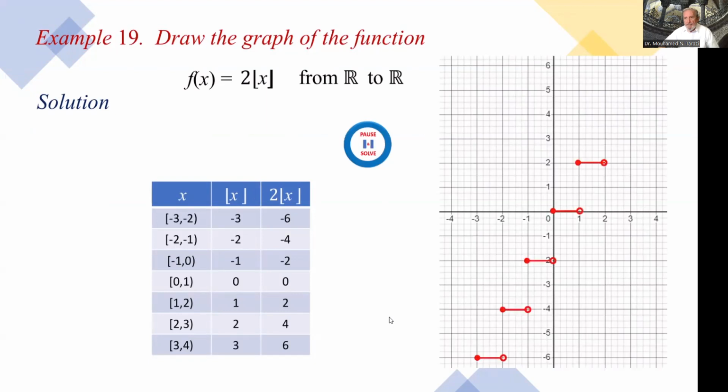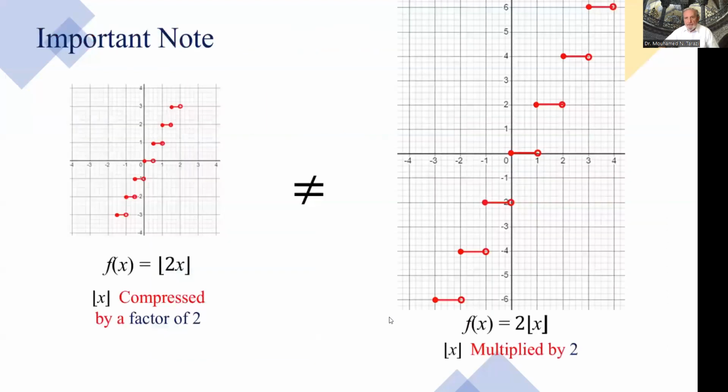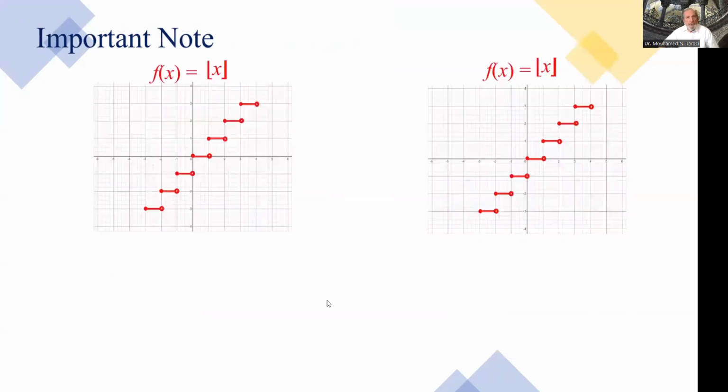Okay, that is twice the floor function of x. Now f(x) equals floor function of 2x. There is a compression by a factor of 2. See, in this one here, you are multiplying your function by 2. They are not the same. Exactly, they're not the same. Absolutely not the same. Okay.